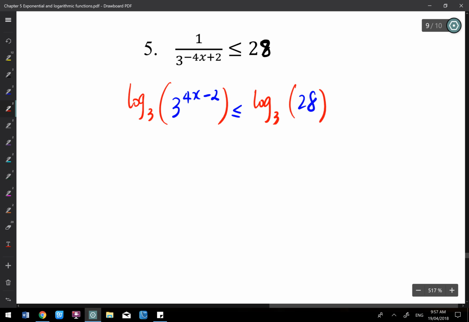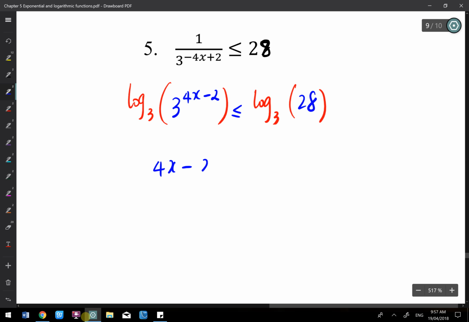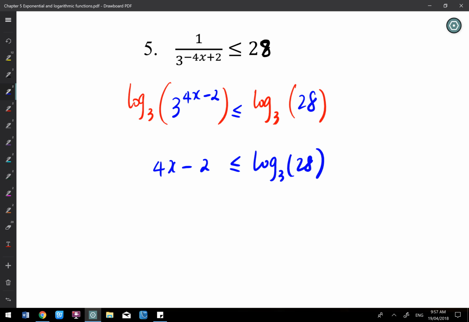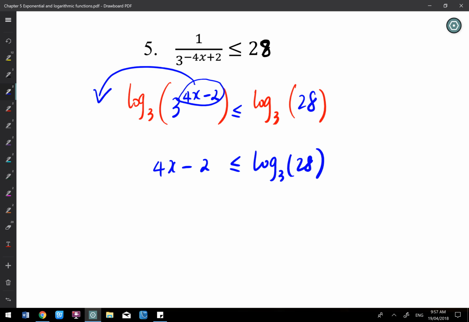Why log 3 on both sides? Can you see we can directly bring this 4x minus 2 out, and this side is still log base 3 of 28. That's what I should do, because you drag this power to the front and we are left with log base 3 of 3, which is just 1. So we just have 4x minus 2 on one side, and the other side, log base 3 of 28, is a number.